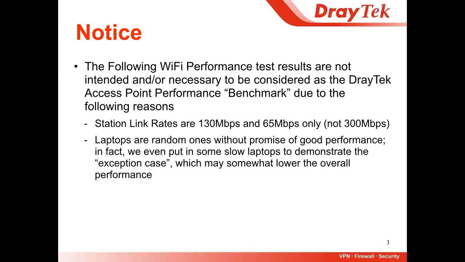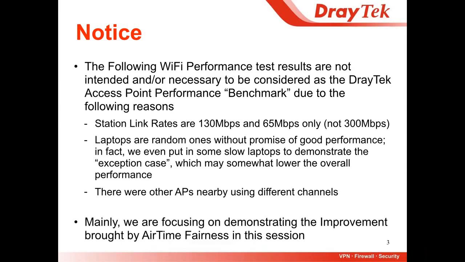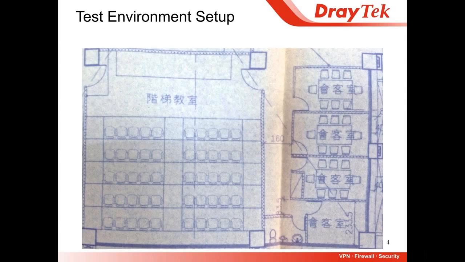Also, the laptops we use, they are random ones without promise of good performance. In fact, we even put in some slow laptops to demonstrate the exception case, so they may lower the overall performance. And also there were other APs nearby using different channels. So mainly we are focusing on the improvements brought by airtime fairness in this session. So let's proceed. This is the blueprint of our test environment.